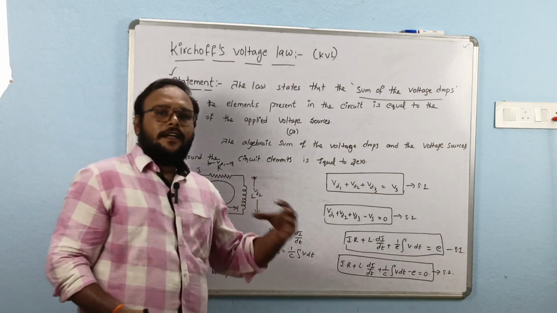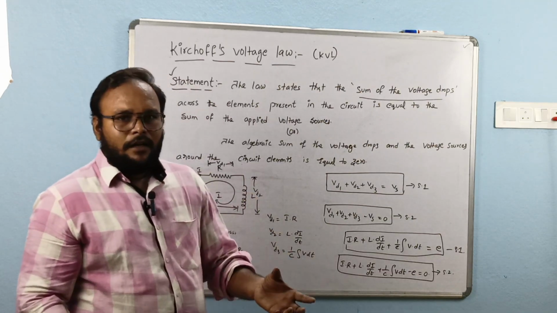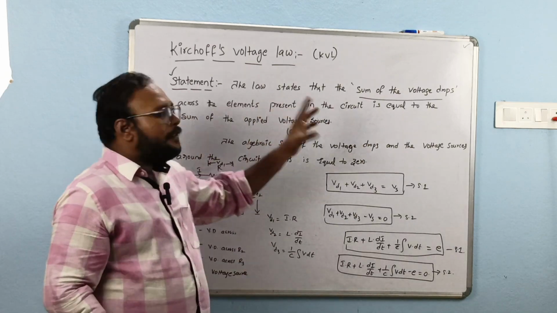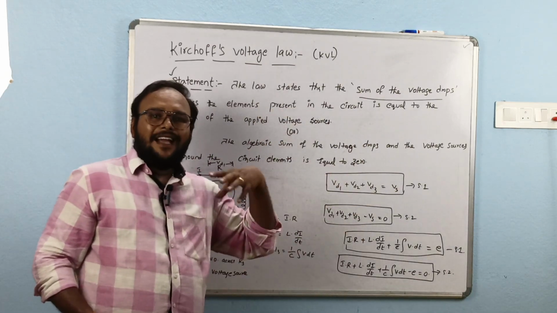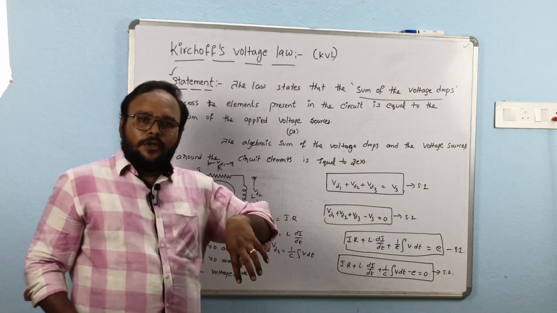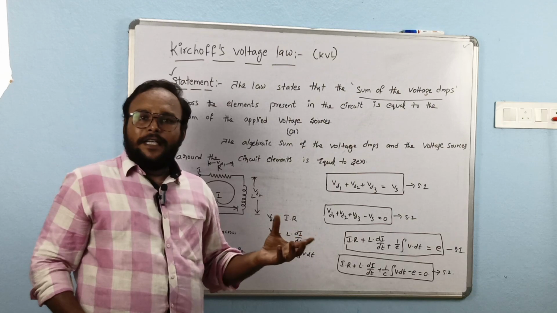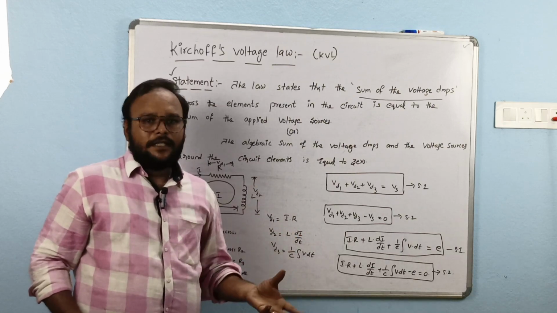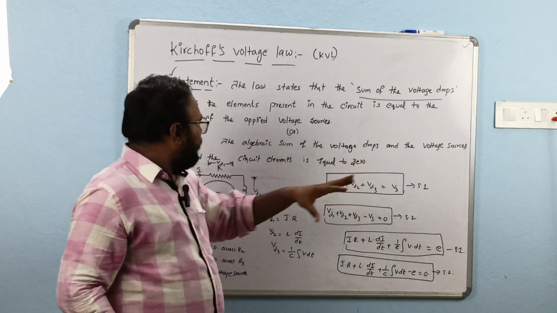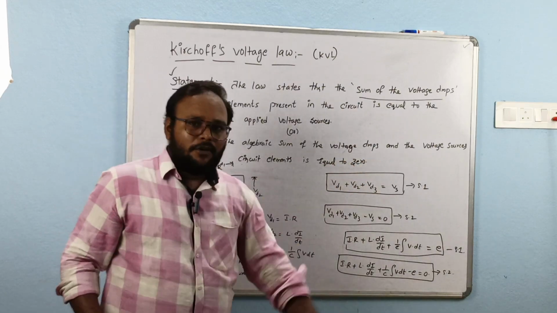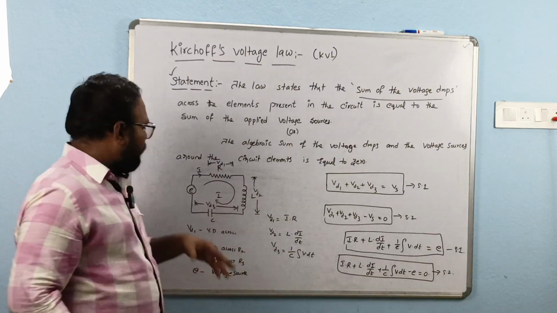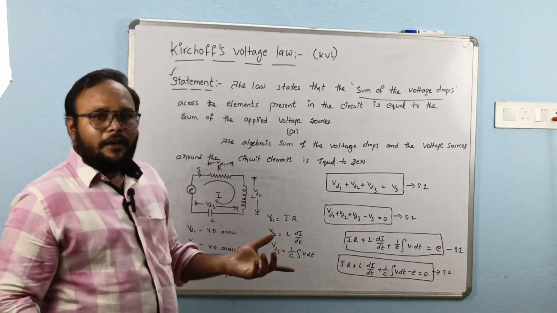Today we will clearly learn about Kirchhoff's voltage law. What is Kirchhoff's voltage law? The law states that the sum of voltage drops across the elements present in the circuit is equal to the sum of the voltage sources or applied voltages in the circuit. The algebraic sum of the voltage drops and the voltage sources around the circuit elements is equal to 0. We will see both cases, for a DC voltage source and for an AC voltage source, or a time variant circuit.